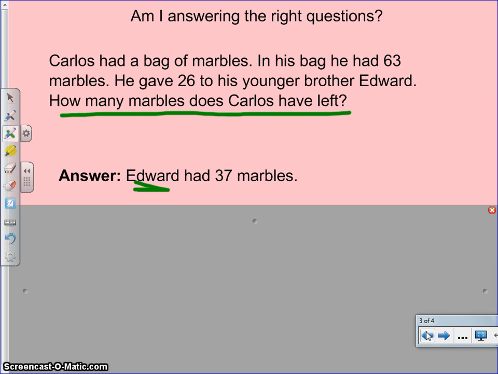And then again, remember, am I answering the right question? As I'm answering this question, I have to ask myself, did I answer the question that's being asked in my word problem? If I didn't answer that question, then I should go back and figure out, okay, well, what do I need to do to solve or to answer that question?